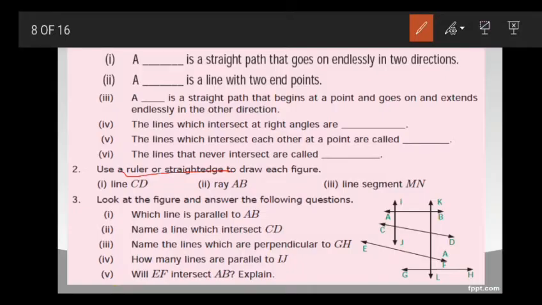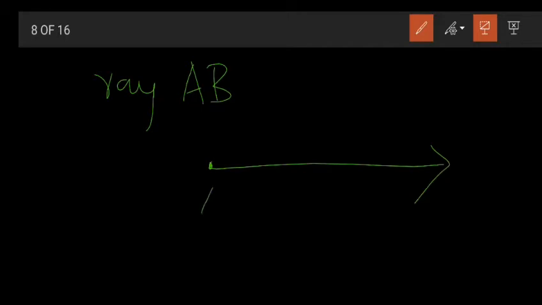So this will be line CD. Next one is ray AB. What is meant by a ray? Ray will be starting at a point, and from the point there will be a line extending in one direction. So there will be a point and ray is extending in one direction. We'll take that point as A and a point B. So this will be ray AB.